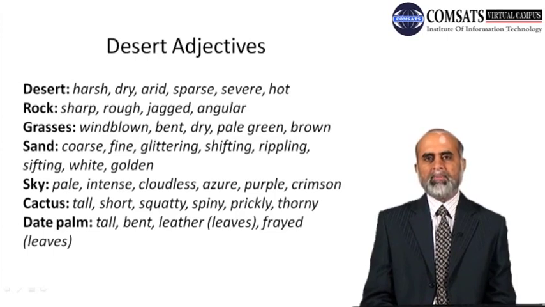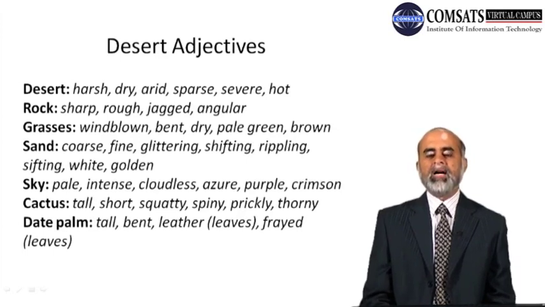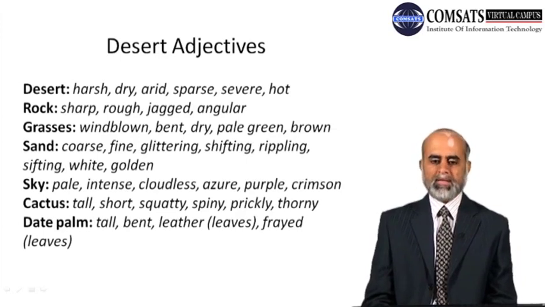Okay, I won't go into the detail here, but for a place, you can look at the geographical details of the place. You can look at various objects, the climate. For example, if you are describing a desert, you can look at the desert in general, but at the same time you can also describe rocks, grasses, sand, sky, cactus, date palm, etc. And you can also describe camps, if there are any, travelers, caravans, and camels, right? The sunset, the sunrise in the desert, because these are quite peculiar scenes to the desert. They are very often associated with the desert.